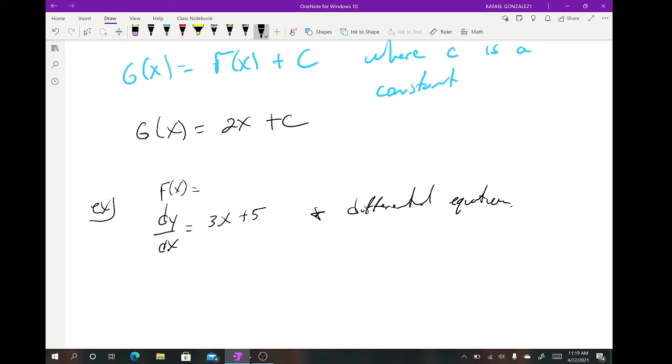What would that function look like? That function will look like 3x squared over 2 plus 5x plus some constant if you want to make it the general one. This is definitely going to give you this, because if you take the derivative, notice that when the 2 comes down, they're going to cancel out. You minus 1, so you get 3x, and then the derivative of 5x is just 5.